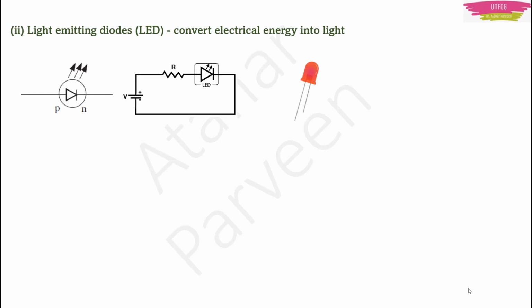So what is the work of this LED? It is used to convert electrical energy into light. It will take electrical energy, then it will give you light. Now this is the symbol of a light emitting diode. You can see the three arrow marks pointing away from the diode. That means it is giving you light. It is a PN junction diode only, but it will give you light if you give electricity. It will convert electric energy into light.